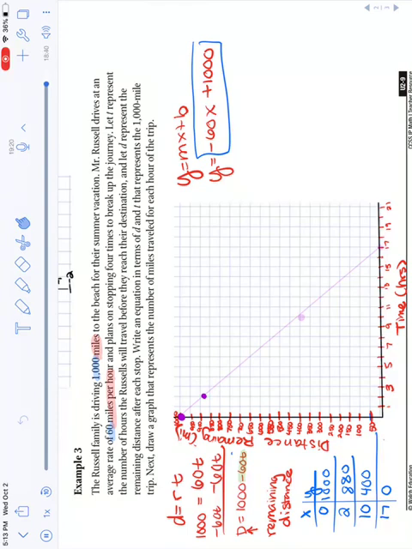10 is 400. And then 17 is 0. So if I connect my dots here in a straight line, that would be my final answer. So how long was the trip that the Russells took? It was 17 hours long.